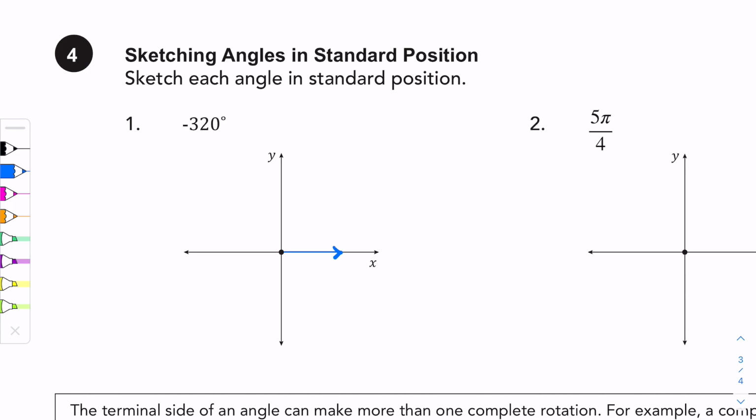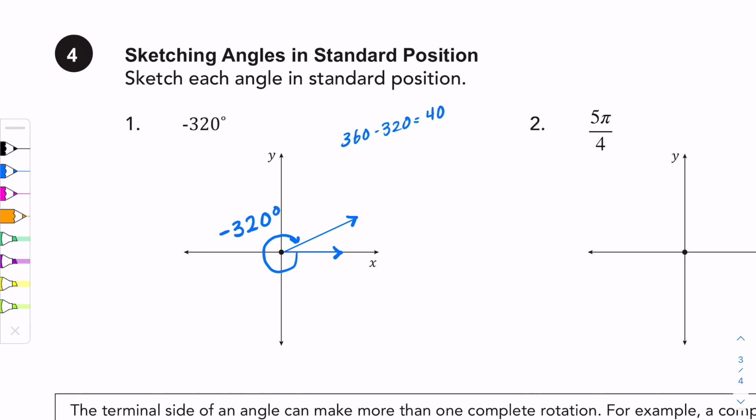Use your benchmark angles just like we did when we were identifying the angle. So I'm going to think to myself, I have 90, 180, 270, and 360. So in my head, I know that 320 is 40 degrees away from 360. So that means I'm going to make almost a full rotation minus 40 degrees. So I'm going all the way around in the negative direction, and it's just a sketch, so come about 40 degrees away from 360. And indicate that this is your angle of negative 320.